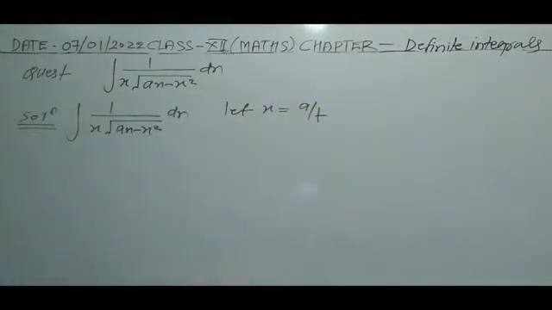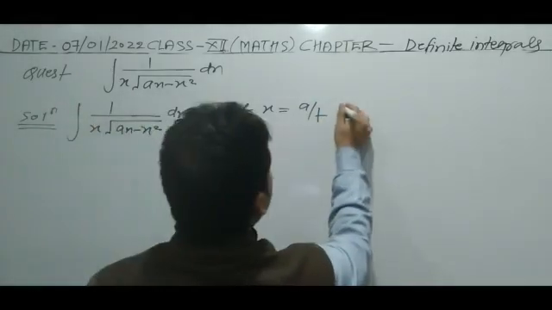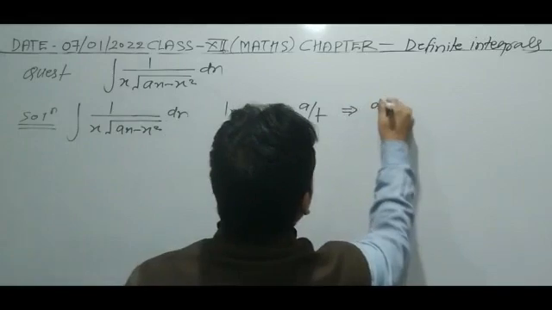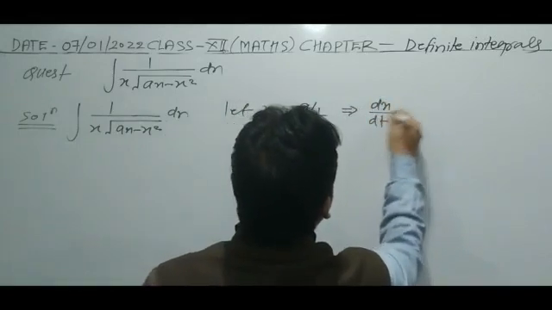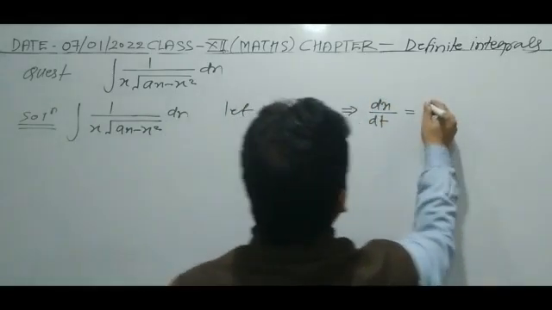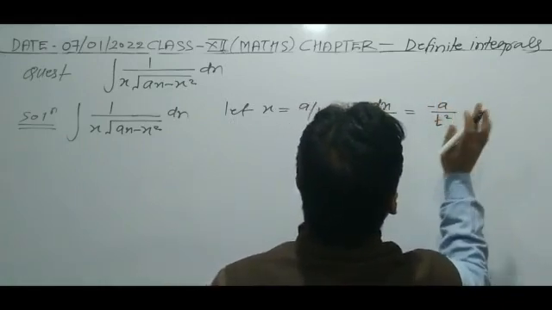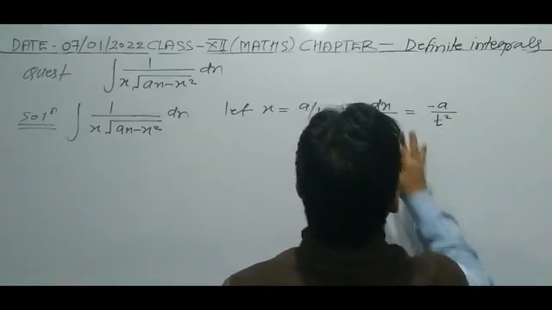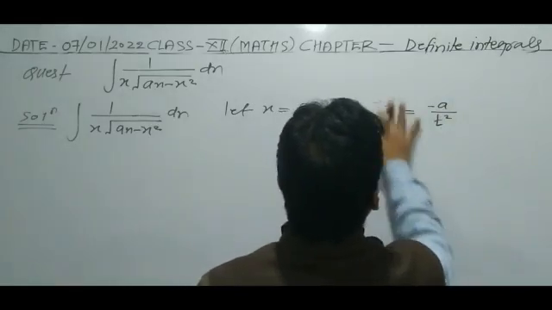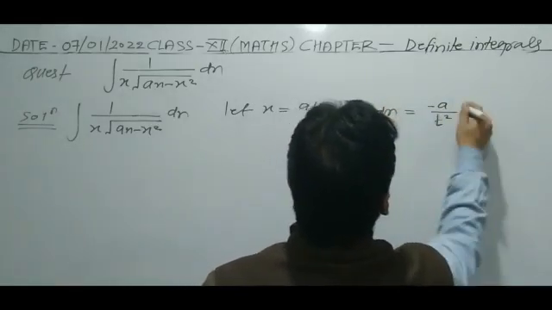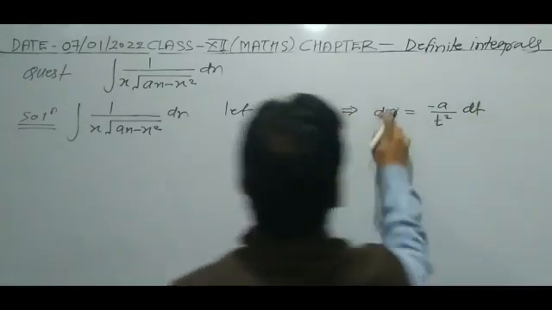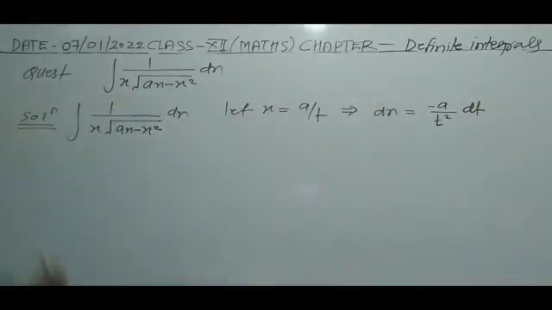Now dx upon dt, what will you get as the result? dx upon dt, we get minus 1 upon t square, with a. So minus a upon t square, and dt will transfer to the right hand side. So dx we can write as this result with dt. Now we can replace dx.